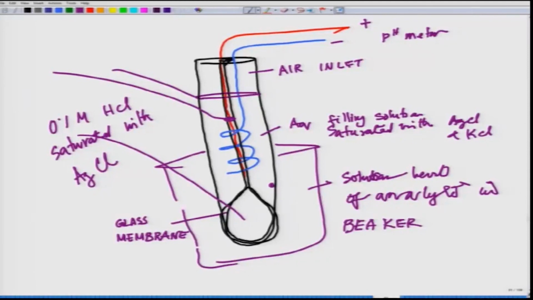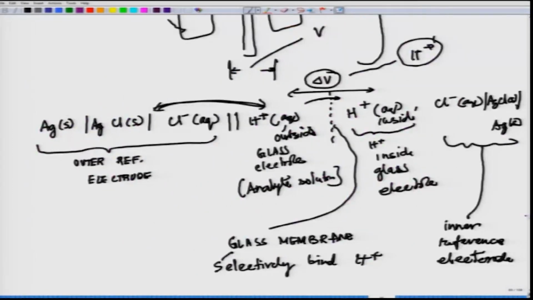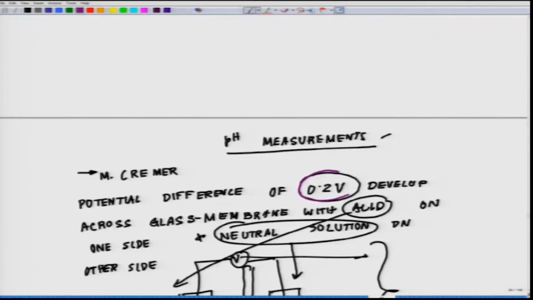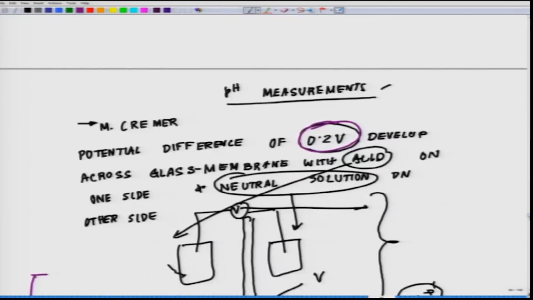So, essentially what you see is a kind of complex geometry, but as long as you understand the basic reactions, it should not be a problem to understand how the basic pH electrode works. These are the glass electrodes which have been used over the years for measuring pH, figuring out the proton concentration, and this all starts with a very simple observation dating back to 1906: a potential difference of 0.2 volt developed across a glass membrane with acid on one side and neutral solution on the other side.